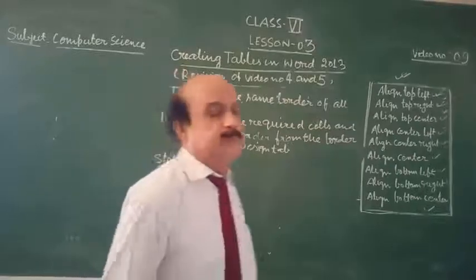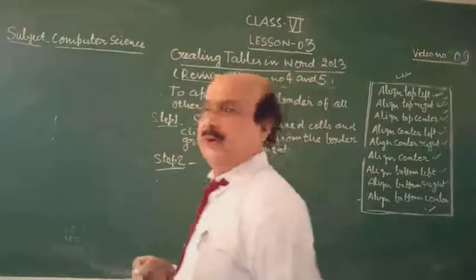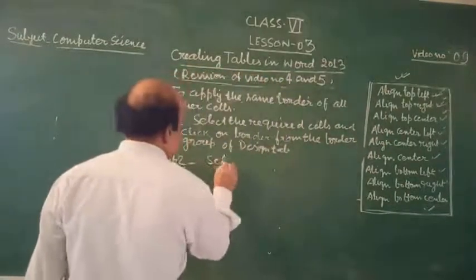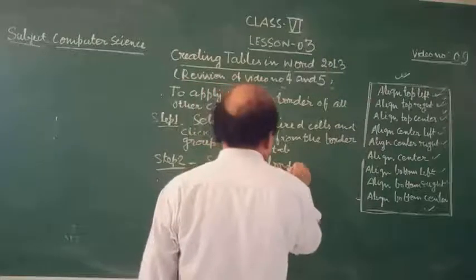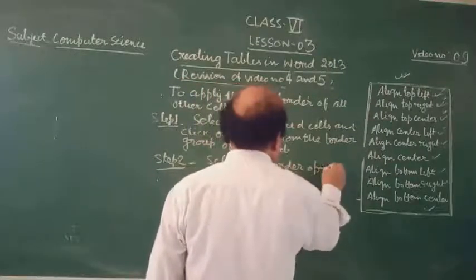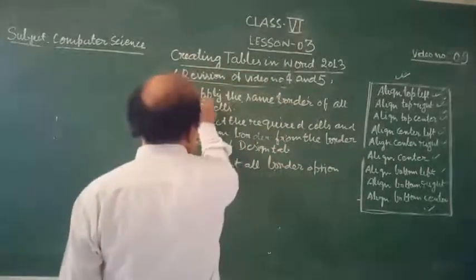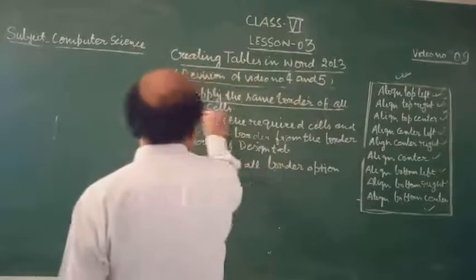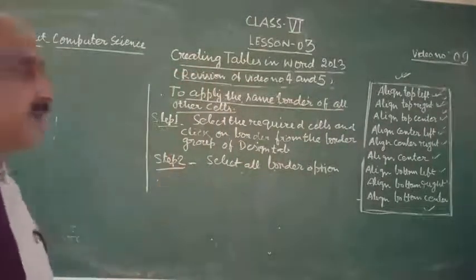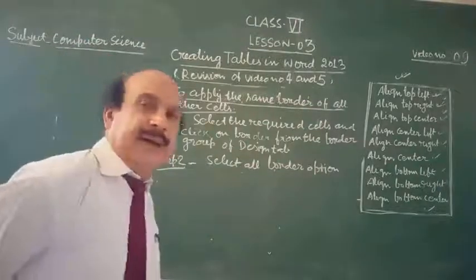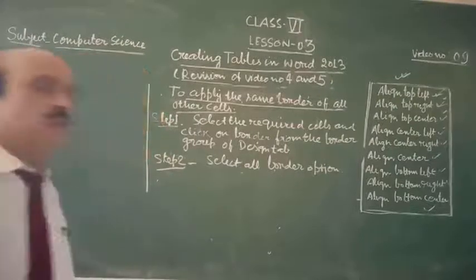And step 2, select all border option. Now see, to apply the same border style or border of all other cells, what you have to do? Simply you will select the required cells and click on border from the border group of design tab.